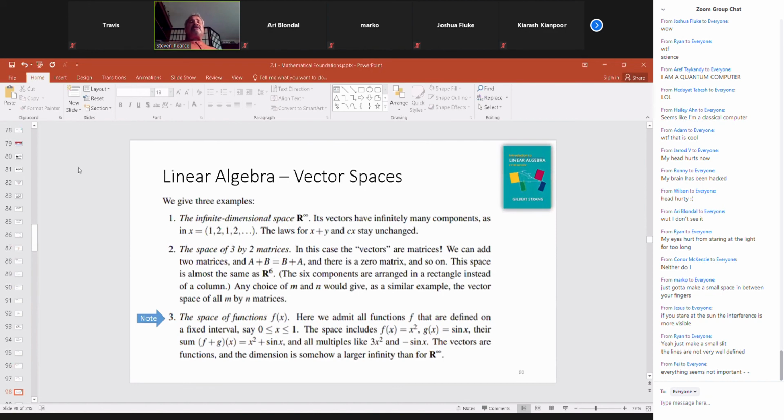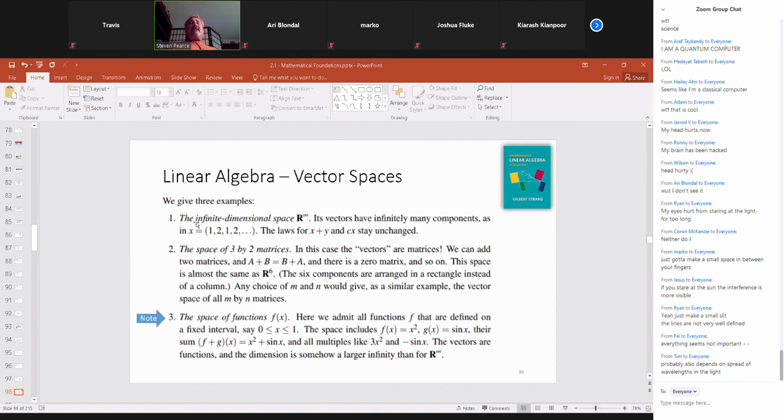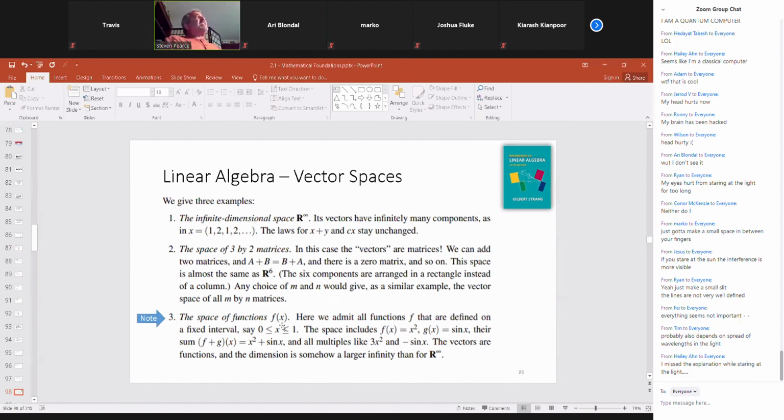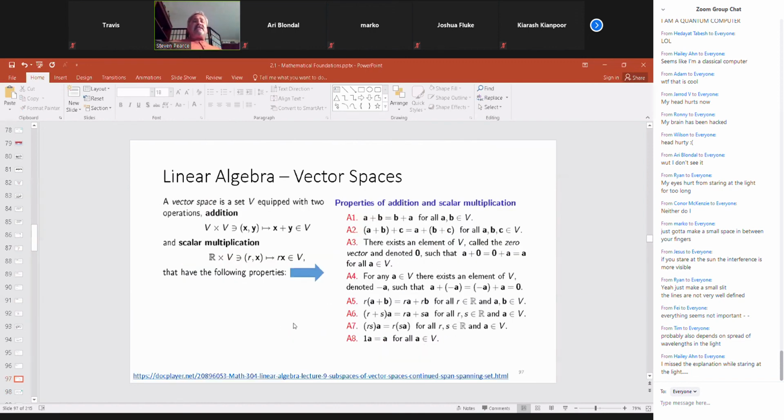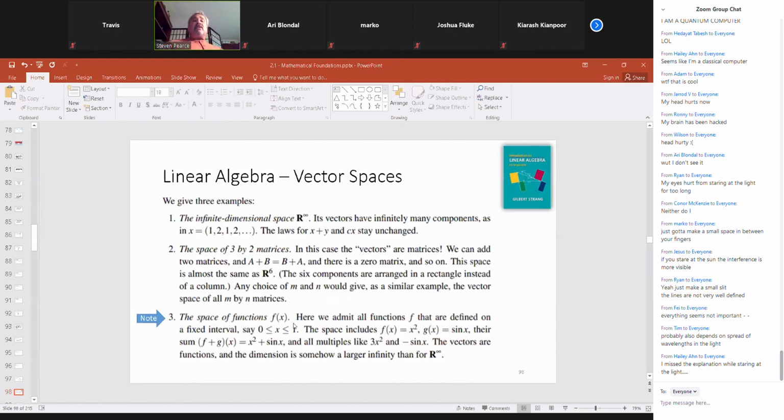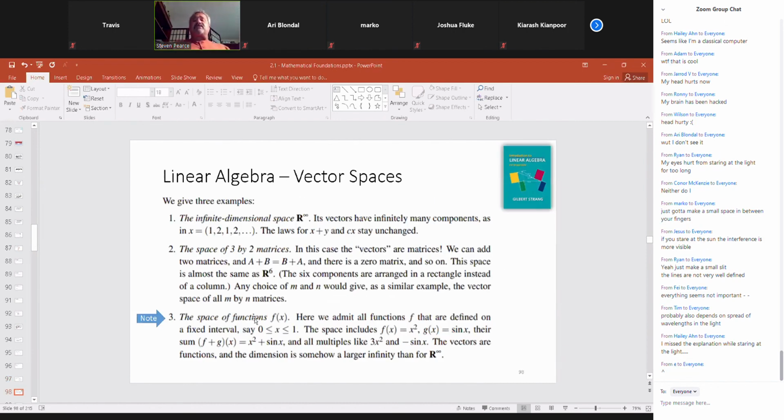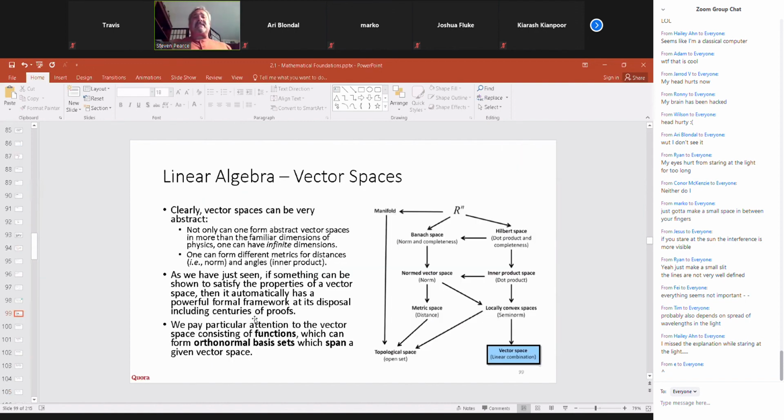Now, here are some examples of a vector space. The infinite dimensional space R infinity. I don't have to have just 3 dimensions; I can have an infinite number of dimensions. The space of 3 by 2 matrices. Interesting. And the space of functions, because functions can satisfy the properties of any vector space. If they satisfy these, then you can use them. So a space of functions, and that's where the power of a Hilbert space comes in.